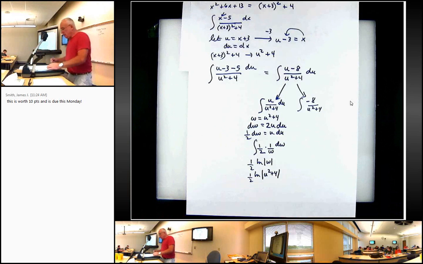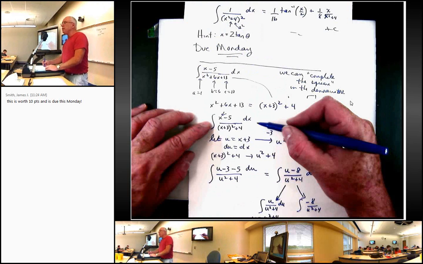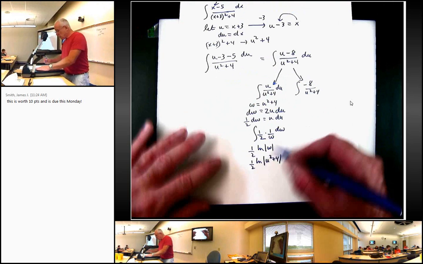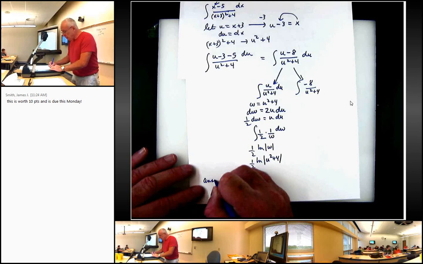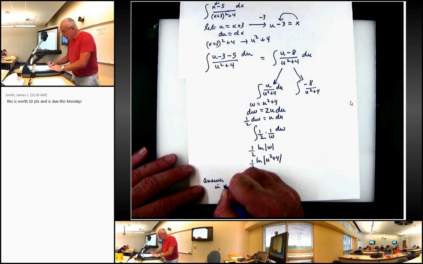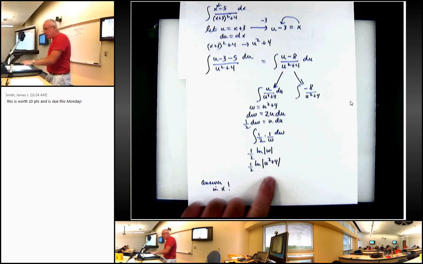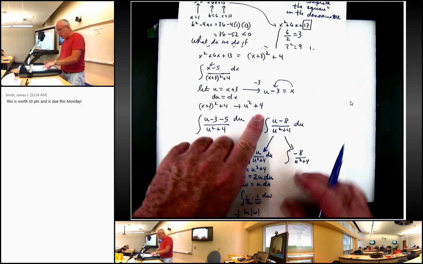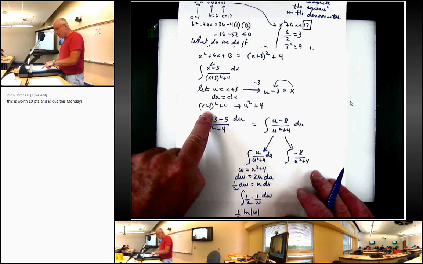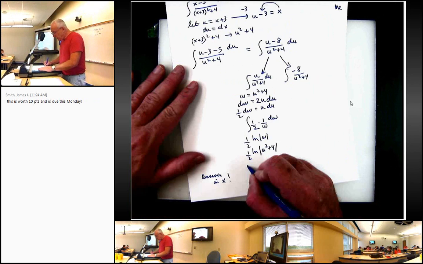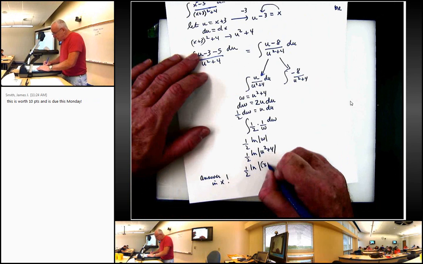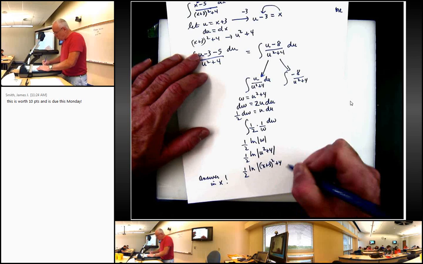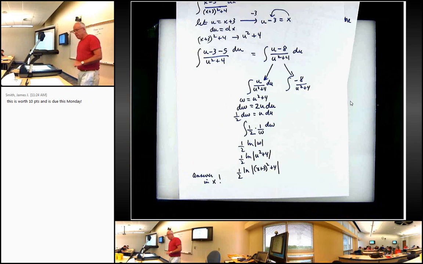But guess what? Our original problem way back up here is in terms of x. So we have to then substitute again. We want our answer in x. So u squared plus 4, I go right up here, u squared plus 4 is this right over here, x plus 3 squared plus 4. So this finally becomes the natural log of x plus 3 squared plus 4 close the absolute value. So I had to do 2 substitutions in order to get this.